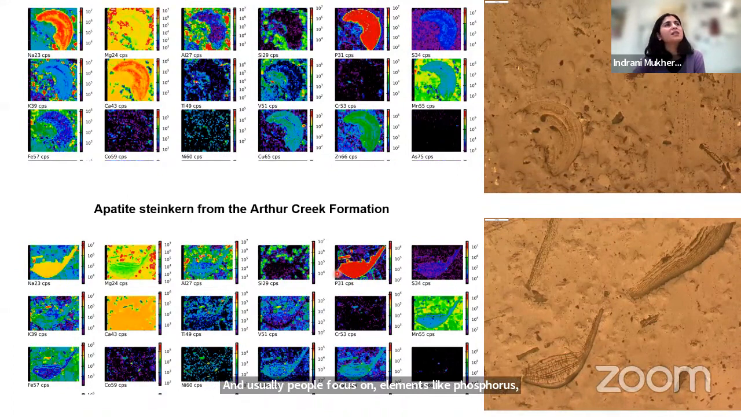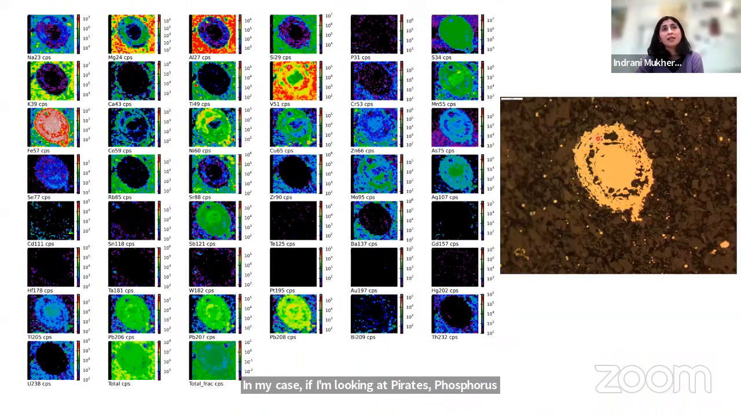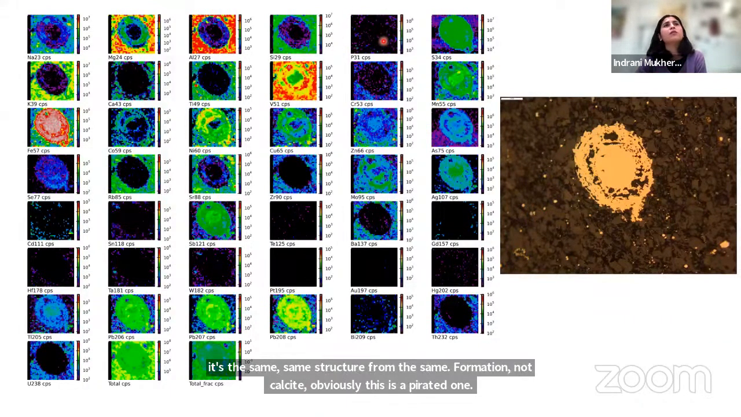That's the indicator. But that's the danger of using one element. In my case, if I'm looking at pyrites, phosphorus doesn't actually go into pyrite. So it's the same fossil, same structure from the same formation, not calcite, obviously. This is a pyritic one. You don't see the phosphorus.